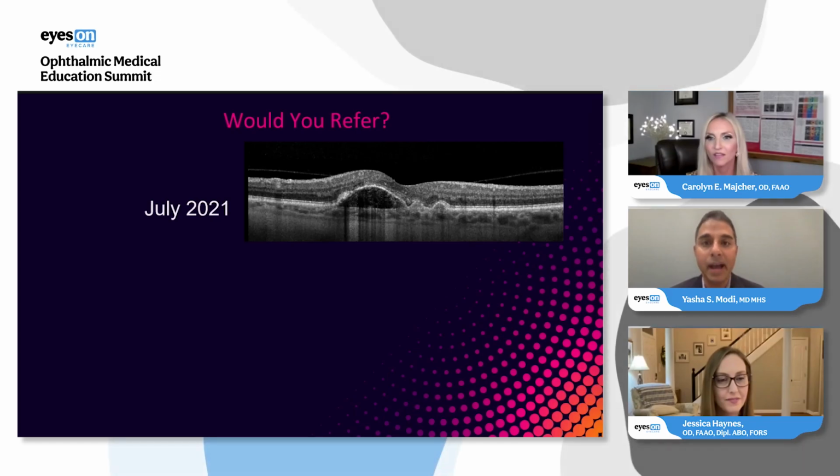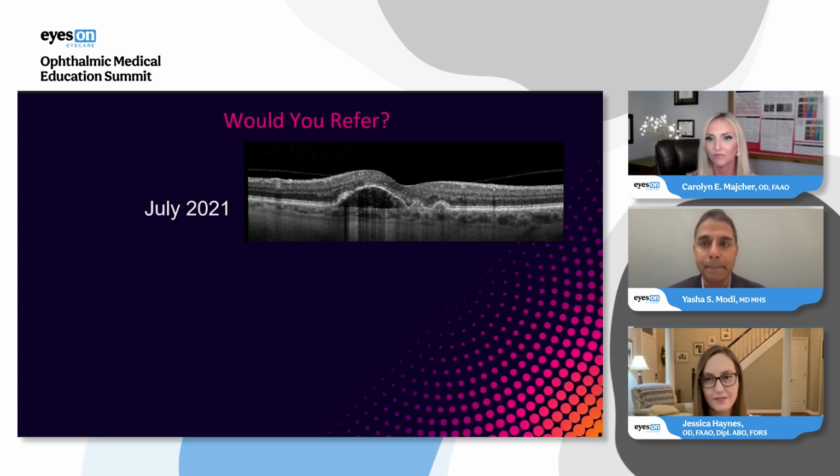All right, so I think at this time it makes sense. Why don't we swap on over to the interactive part of this session, where we would love to get your feedback and thoughts on some of the cases. And I think maybe it makes sense to start with a polling question. The polling question is, in July of 2021, this is the right eye of a patient with intermediate AMD, would you refer?